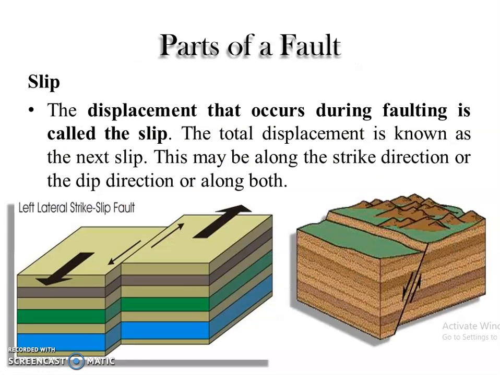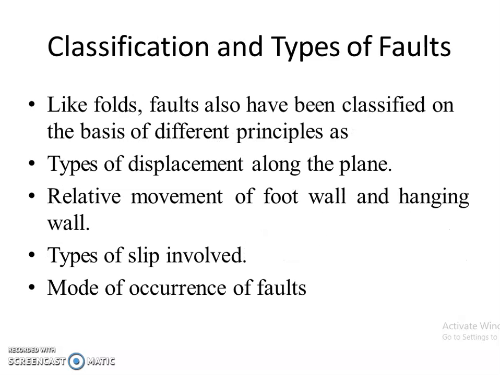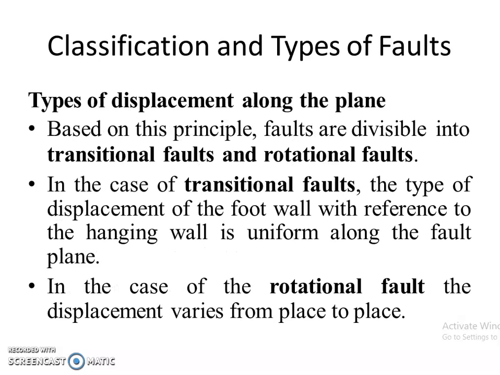There are many parts in a fault. Slip is the displacement occurring during faulting. It is shown in the sketch. Heave and throw: the horizontal component of displacement is called heave and the vertical component is called throw. Faults are classified based upon the type of displacement, movement of both the walls, footwall and hanging wall, type of slip and the mode of occurrence.